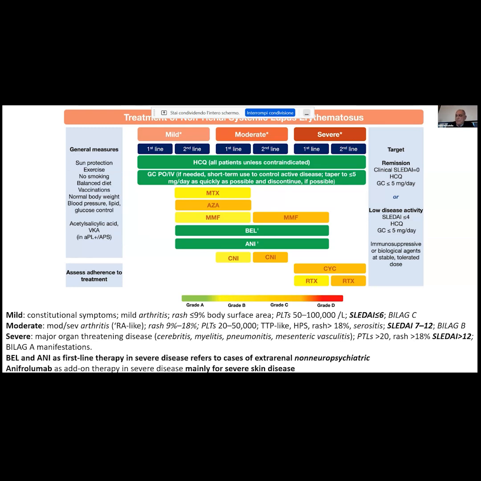The use of the novel drugs, anifrolumab, as add-on therapy in severe disease refers mainly to severe skin disease. For patients with severe neuropsychiatric disease, anifrolumab as well as belimumab are not recommended yet.